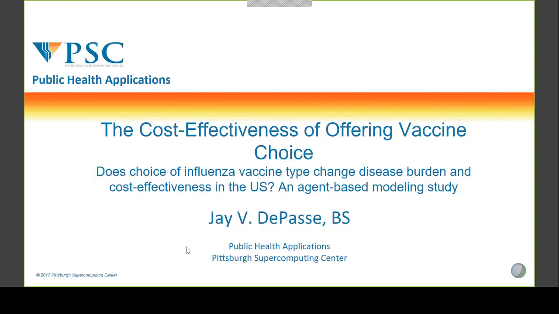I'd like to introduce our final presenter today, Jay DePasse, who has pretty much been with us since the inception of the group. And before that, we worked together when you were at the University of Pittsburgh, working on agent-based models. Jay is our software manager here in the public health applications team, a very talented man, a very good programmer, a very good technician, but also a great modeler. He's going to tell us about some of the work that he's been doing in influenza modeling and vaccines. So, thank you, Shawn.